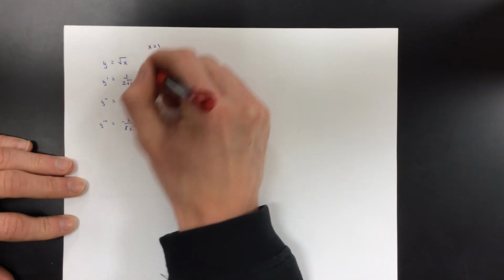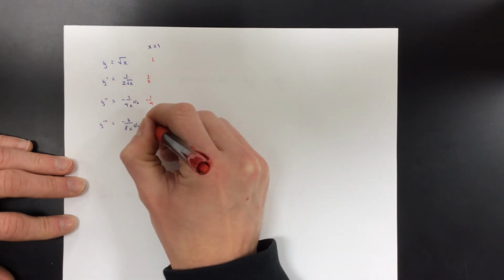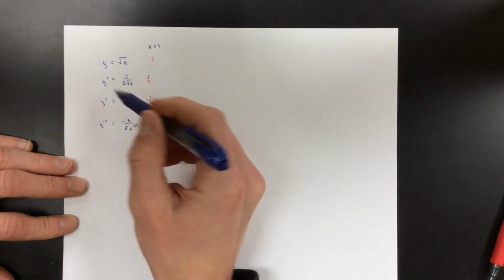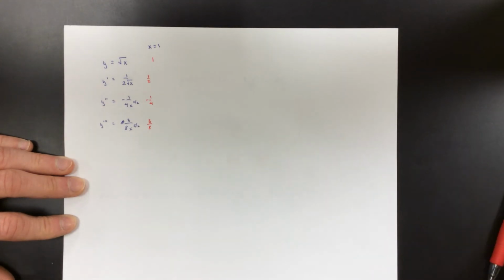Those values are 1, 1/2, negative 1/4, and that shouldn't be a negative there, right? Because I brought the negative 3/2 down. Let's get rid of that. And so we have this.